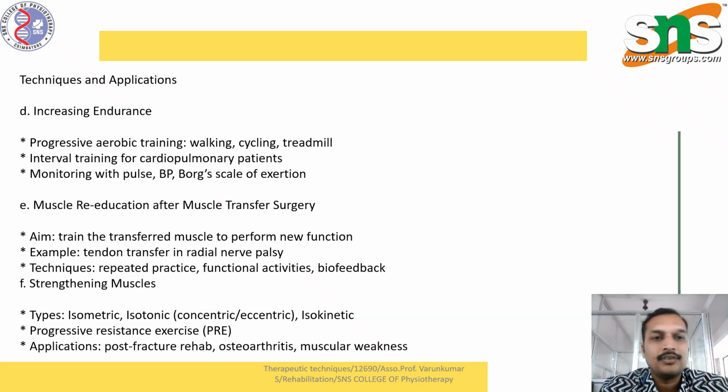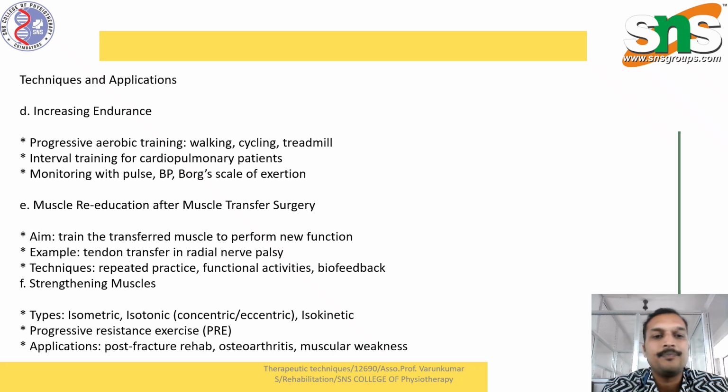Then, increasing endurance. For that, progressive aerobic training can be used, such as walking, cycling, treadmill. Then interval training for cardiopulmonary patients. Then monitoring with the pulse, blood pressure and Borg scale of exertion. For muscle re-education after muscle transfer surgery, the aim is to train the transferred muscle to perform a new function. For example, tendon transfer in radial nerve palsy, we can use techniques like repeated practice, functional activities, and biofeedback.